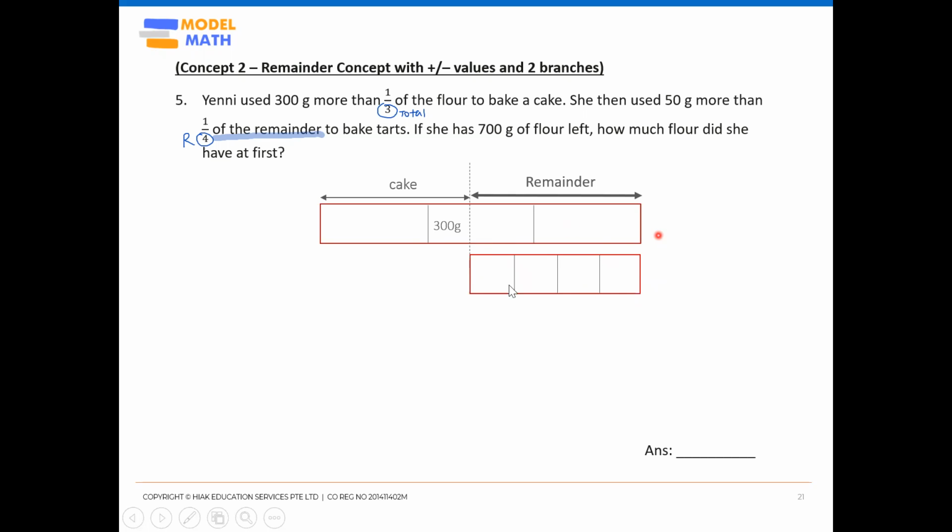So you see, it's the same remainder, just that I redraw it down so that I am able to cut it into 4 parts so that I can label the tarts later on. And now let's go on to label the tarts.